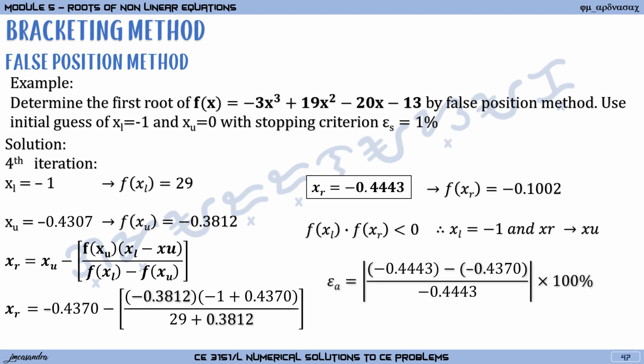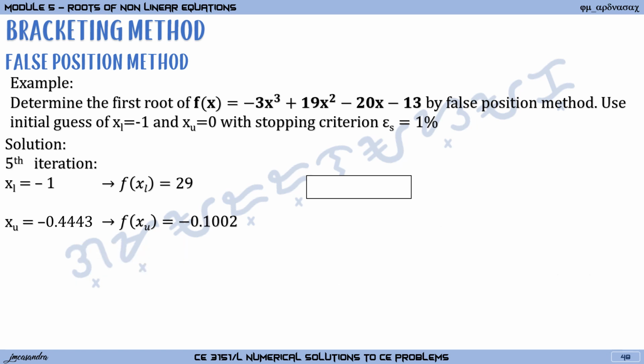And from there, we compute now our approximate error, which is 1.64%, which is still greater than 1%, which is our stopping criterion, then we continue with our fifth iteration.